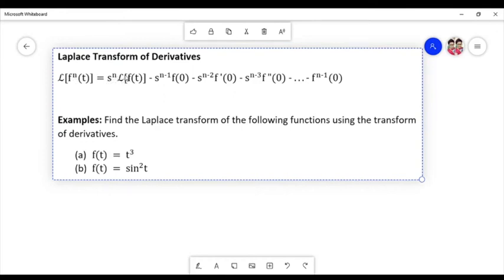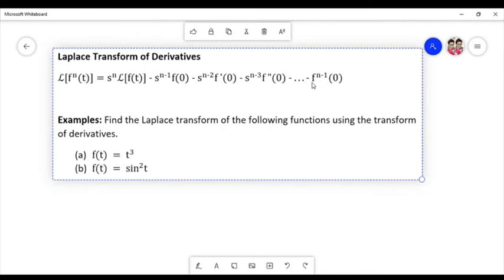The Laplace transform of the nth derivative of f of t is equal to s raised to n multiplied by the Laplace transform of the original function f of t, minus s raised to n minus 1 times f of 0, minus s raised to n minus 2 multiplied by f prime of 0, and so on. As you can see, for the coefficient of s, we start with s raised to n, then minus s raised to n minus 1, then s raised to n minus 2, s raised to n minus 3, until the last term.